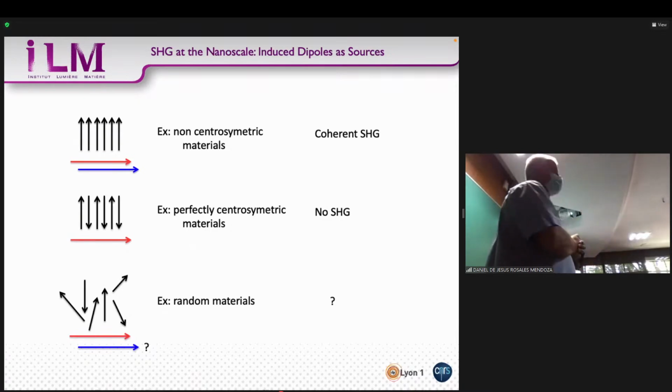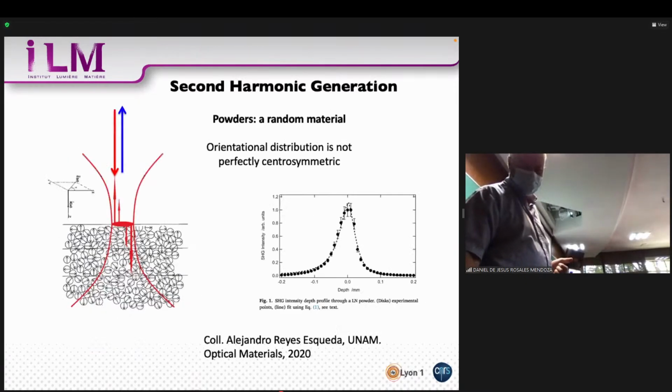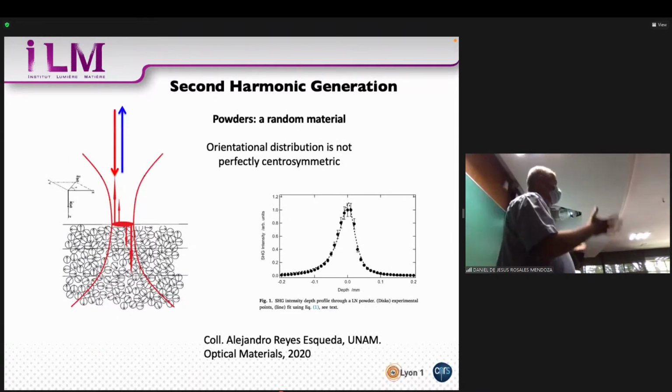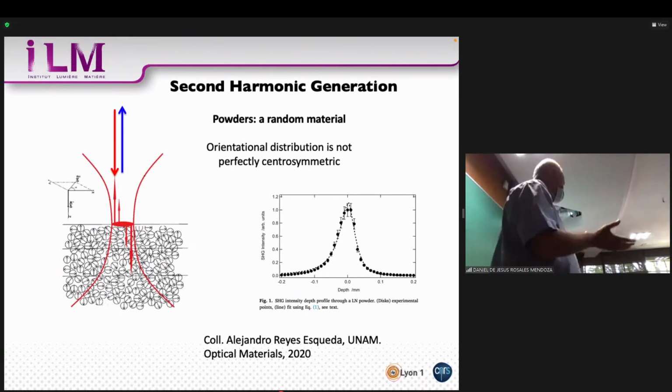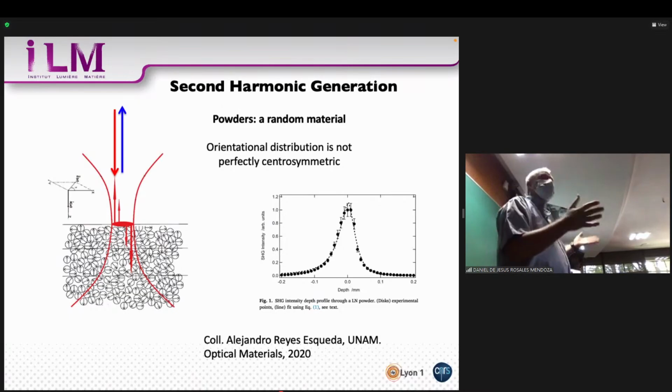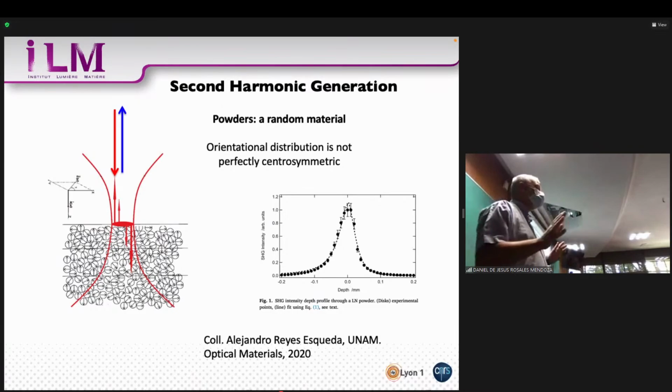Now we wonder what's going to happen with random materials. Random materials, are they centrosymmetric, non-centrosymmetric, and whether we can produce second harmonic, what we can learn from second harmonic. That's the main topic. One first random material is actually the topic of the current collaboration between Alejandro and myself. This is powder materials. This is a random material. You see a drawing where you see the grains, they're randomly oriented.